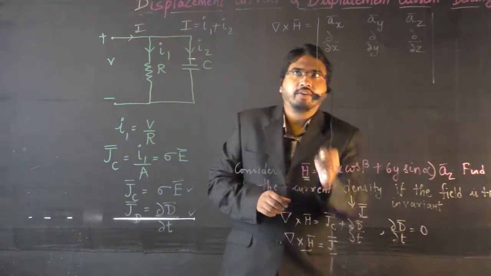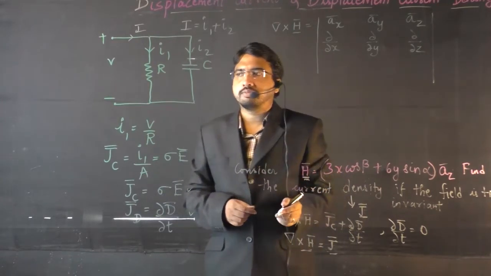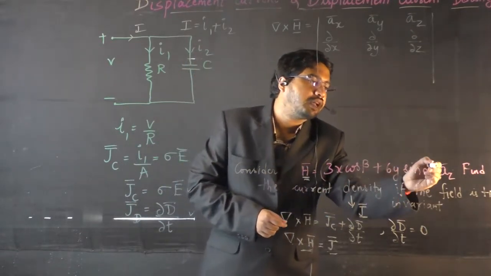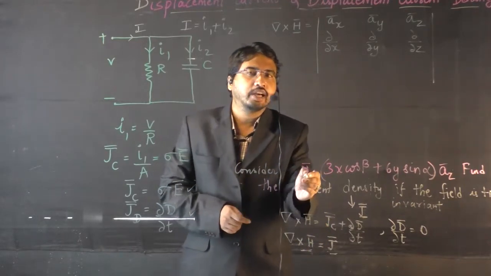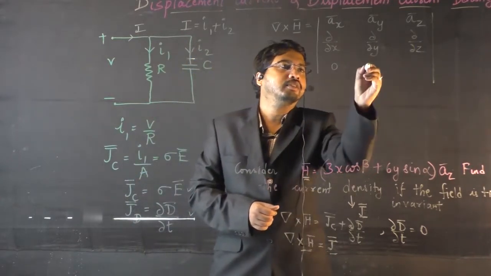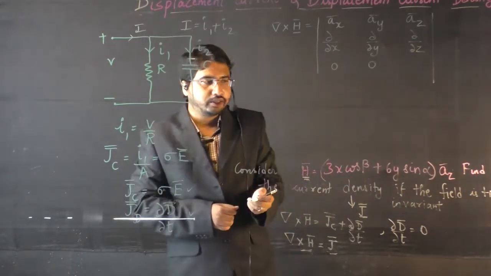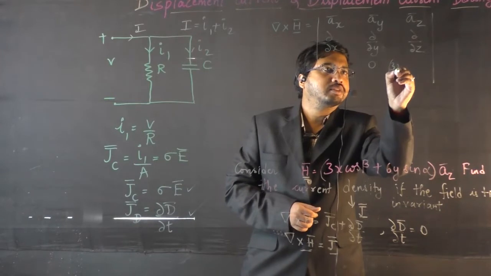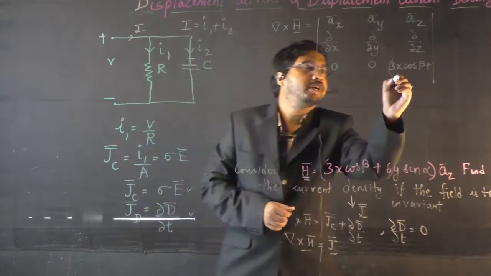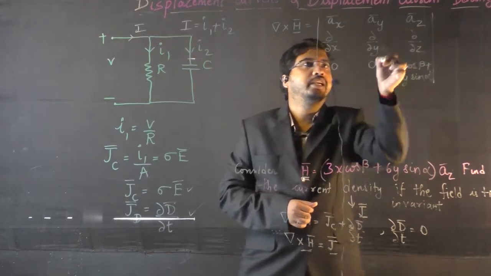And for this magnetic field intensity H bar, what is the value that they have given? The value they have given is 3x cos beta plus 6y sin alpha into Az bar. In this H bar, we do not have any Ax component or Ay component. So the Ax component is 0, the Ay component is 0. The only component that you have is the Az component, which is equal to 3x cos beta plus 6y sin alpha. So can we find the determinant value for this?